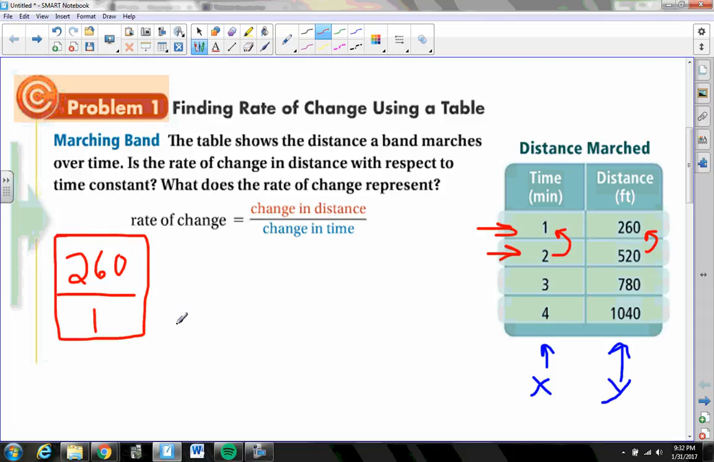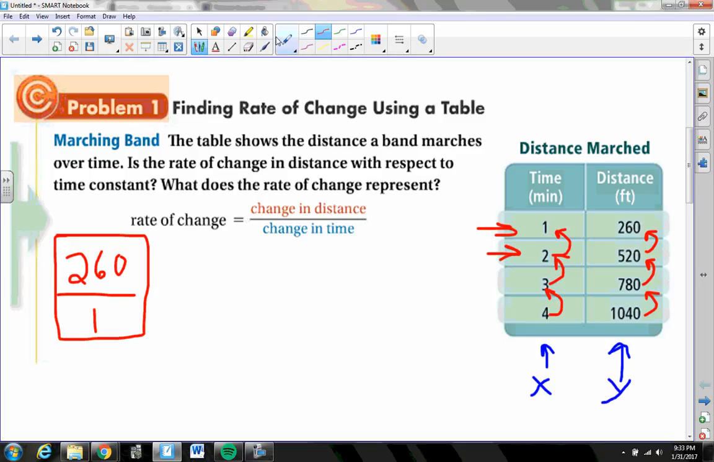Okay, 260 over 1. I could do the same thing if I did 780 minus 520. That's also 260. 3 minus 2 is also 1. 260 over 1. And then here, the last one, 1040 minus 780 is 260. We could use a calculator maybe for that one, or write it out on paper. And then 4 minus 3 is 1 again.